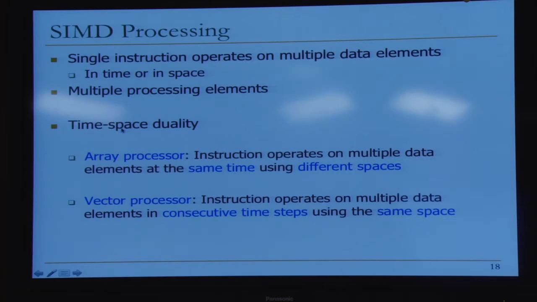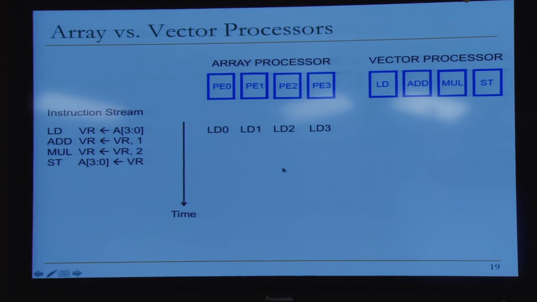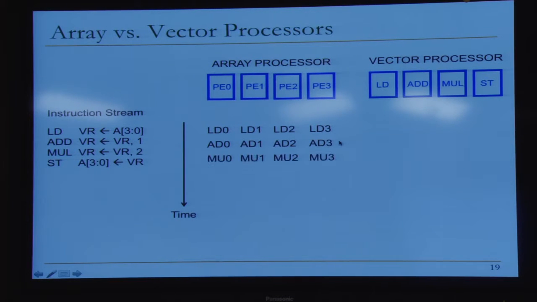So in an array processor, each operation executes in parallel. Remember here, an instruction operates on multiple data elements at the same time using different functional units. Each load operation specified by this instruction happens in parallel in different execution units. So you do all of the loads, 4 loads for the first element, second element, third element, fourth element. And then you do the adds, and then you do the multiplies, and then you do the stores.